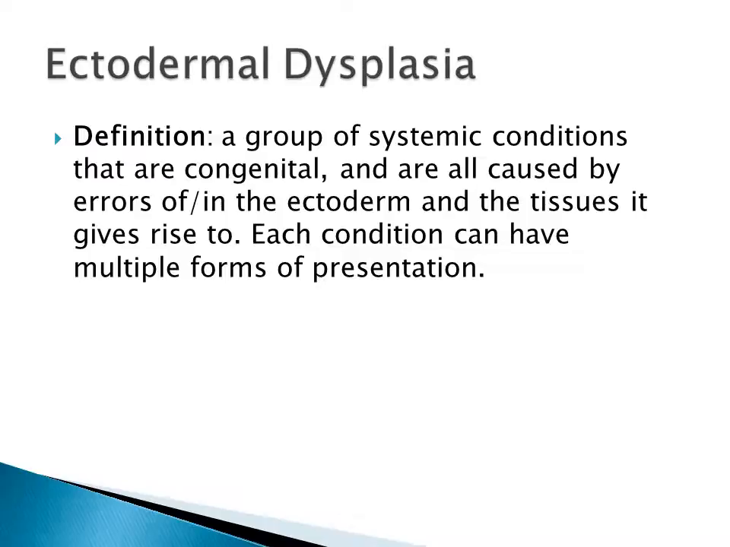Ectodermal dysplasia. Definition: a group of systemic conditions that are congenital and are all caused by errors in the ectoderm and the tissues it gives rise to. Each condition can have multiple forms of presentation.